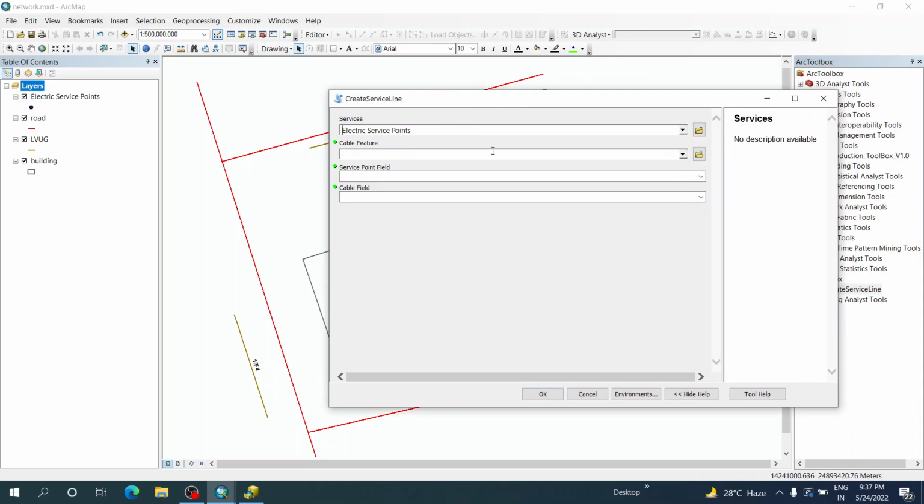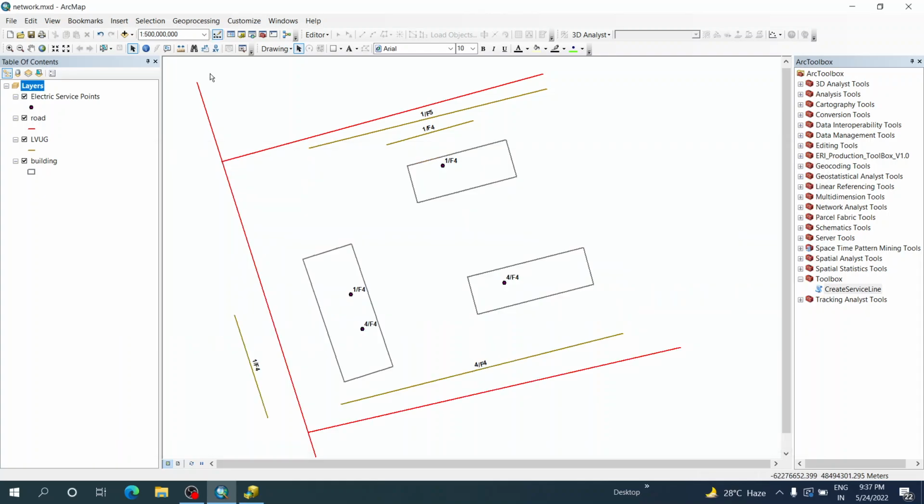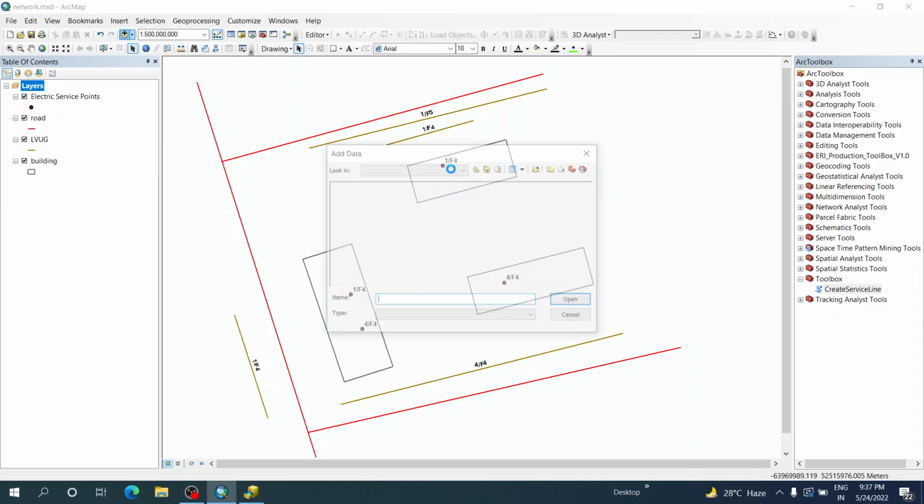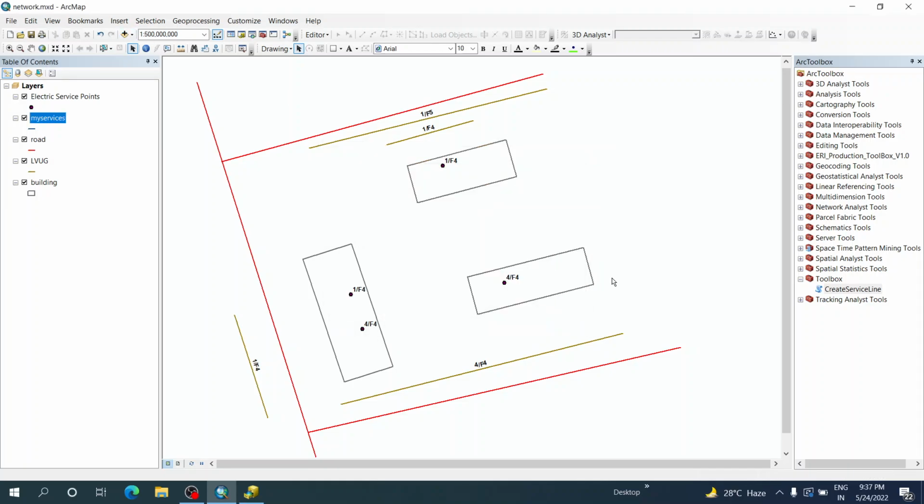So here the service point layer, here the LVUG underground cable, here feeder name, here feeder name, and you run it. This time it took 4 seconds. I will close it and load my services again. So you see it is not connected here, while two feeders are here, but it will filter out and select only based on the attribute relation.